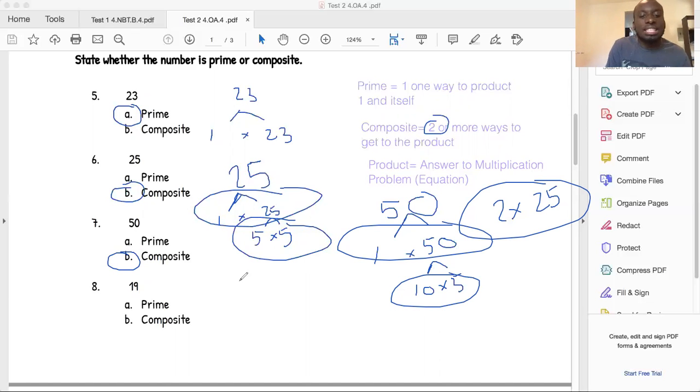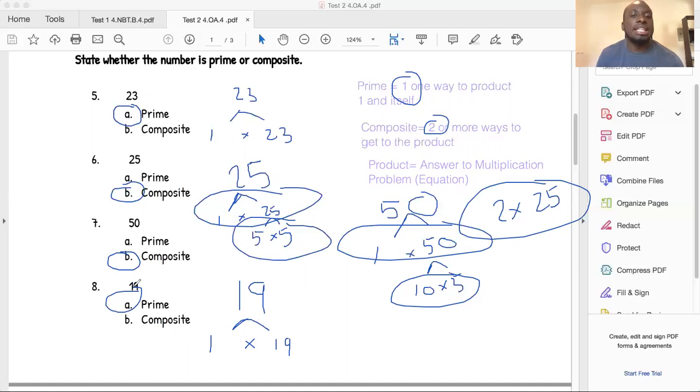Number 8 is 19. What times 19 would give me 19? Excuse me, 1 times 19. Only one possible way. If it's only one way, it is prime.